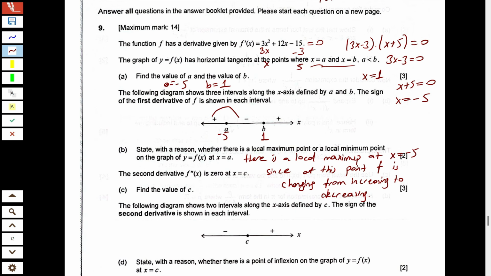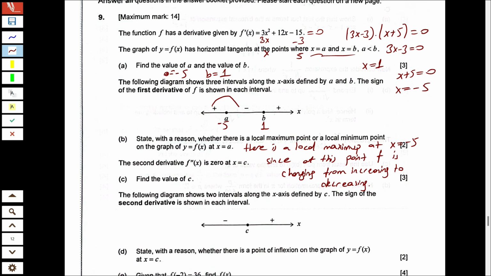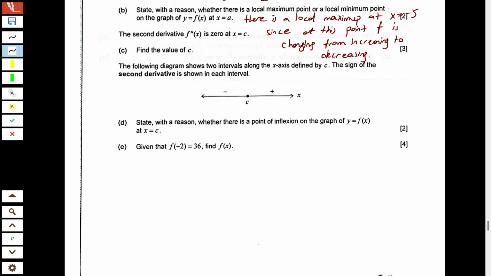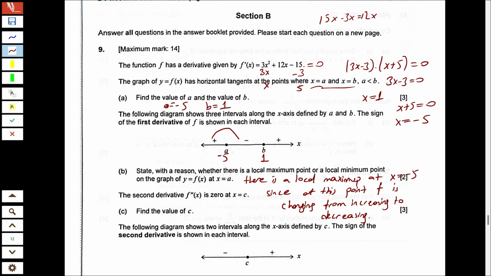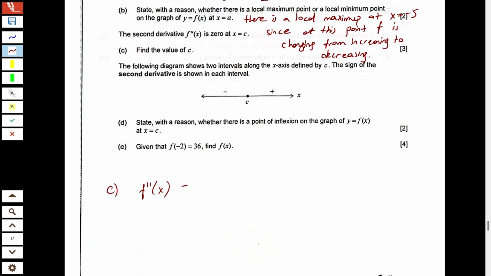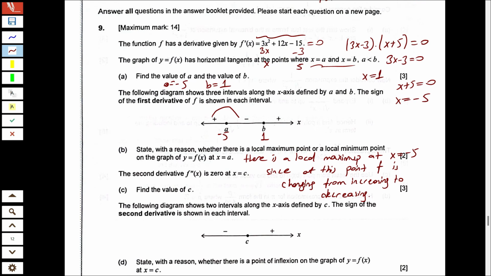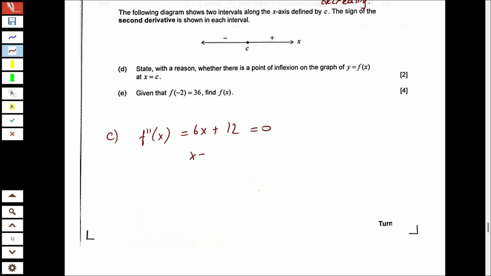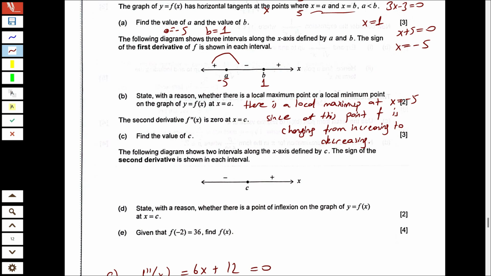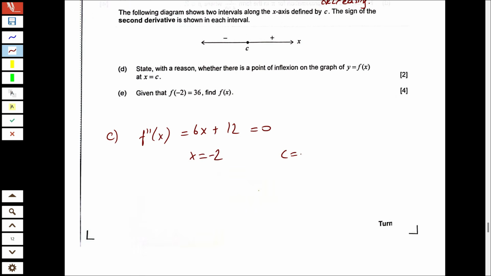And the second derivative of f at x equals c is 0. Find the value of c. So how are we going to find the second derivative? This is going to be question C. I know that the first derivative is given in the question, and I will just find the derivative of this expression. It's going to be 6x plus 12, right? And when you equate this to 0, you will see that x equals minus 2. In this case, the value of c is minus 2.